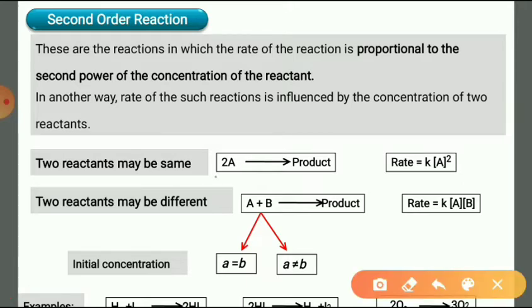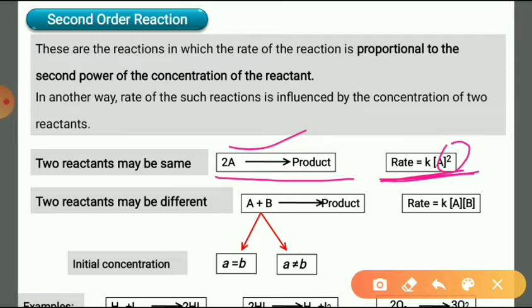We consider here the example where the molecule A gives a product. Here two molecules of A participate in this reaction, so they are the same two reactants. After applying the law of mass action to this equation, we get the rate equation like this: rate equals k into the molar concentration of A to the power 2. Here this power 2 is nothing but the order of the reaction.